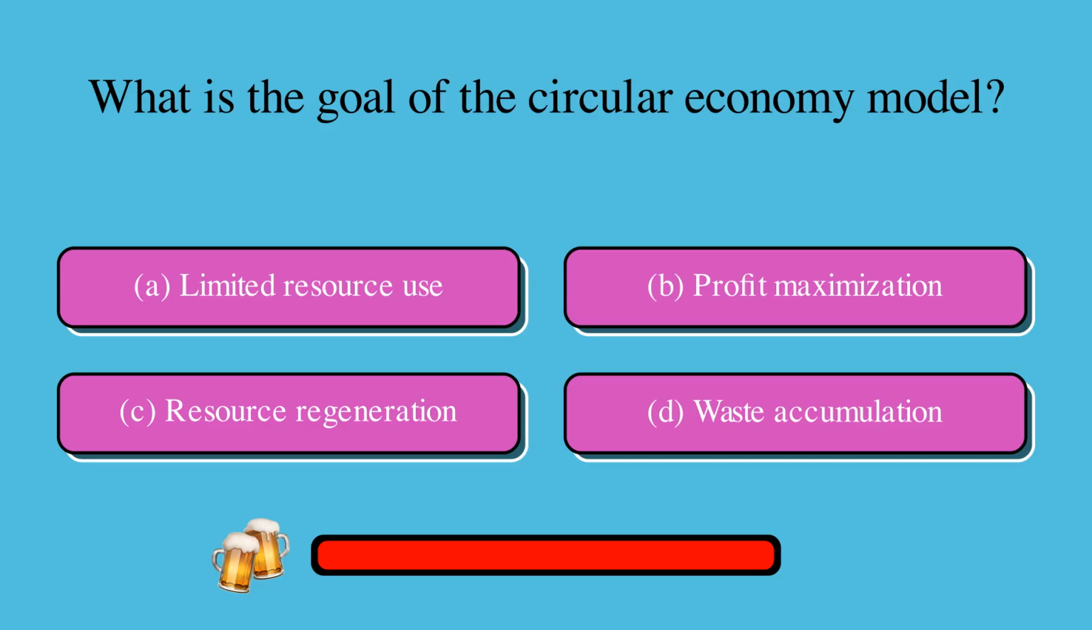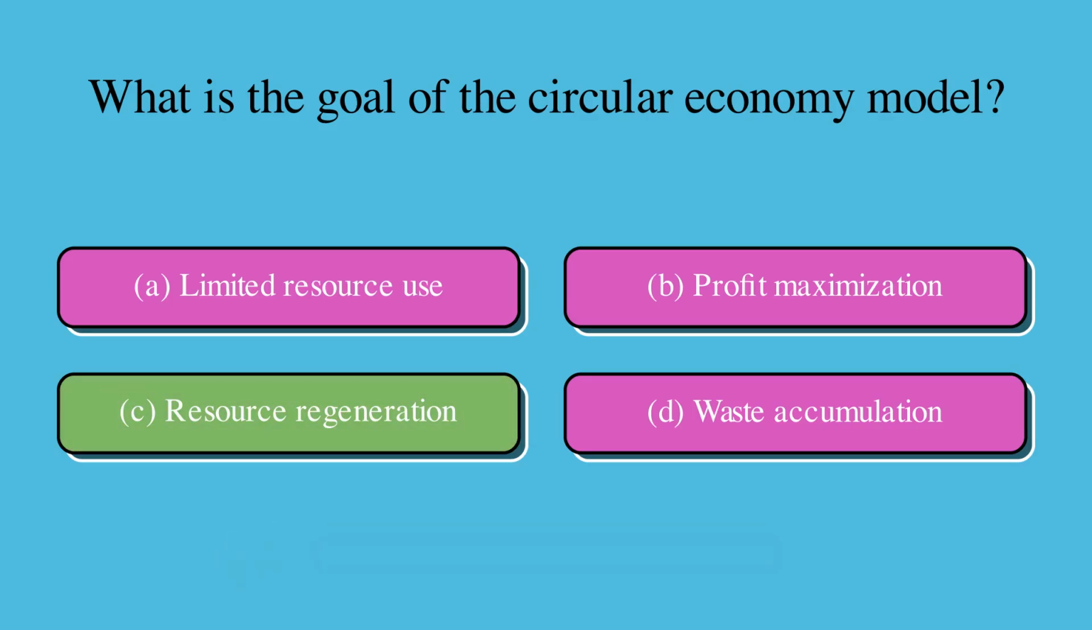What is the goal of the circular economy model? Is it A, limited resource use, B, profit maximization, C, resource regeneration, or D, waste accumulation? The correct answer is C, resource regeneration.